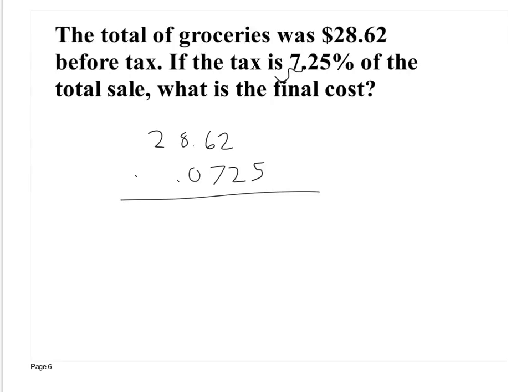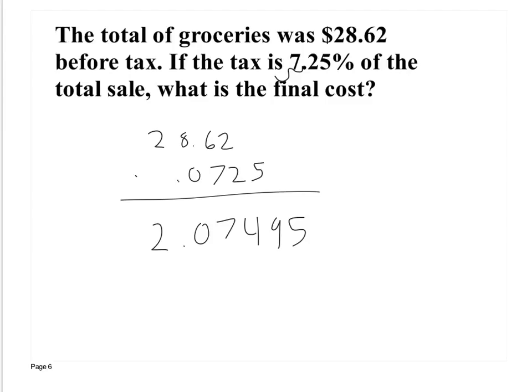When I do that, 0.0725 times 28.62, I get this, 2.07495. That's how much is going to be added to the total cost. Now, are you going to add all of that, or do we need to round somewhere? Okay, we need to round, but here's what you do. You always add before you round.